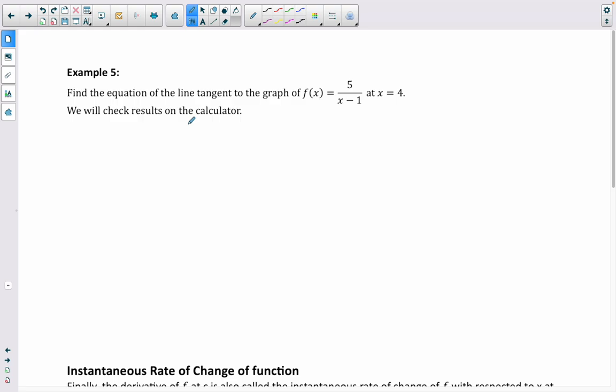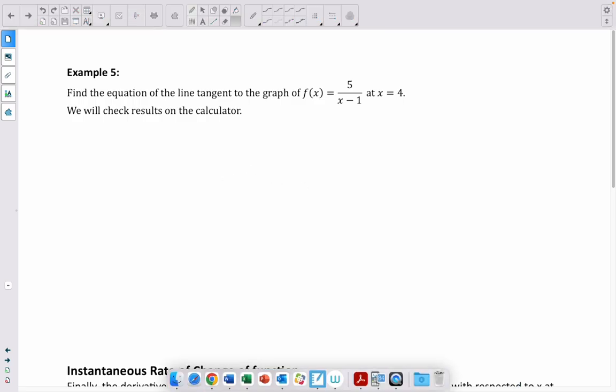All right, one more example in this video. Again, try this prior to watching the video. So we're going to find the equation of the line tangent to the graph of f of x, f of x equals 5 over x minus 1, at x equals 4. And then I'm just going to show you how to use the calculator to do this real quickly.